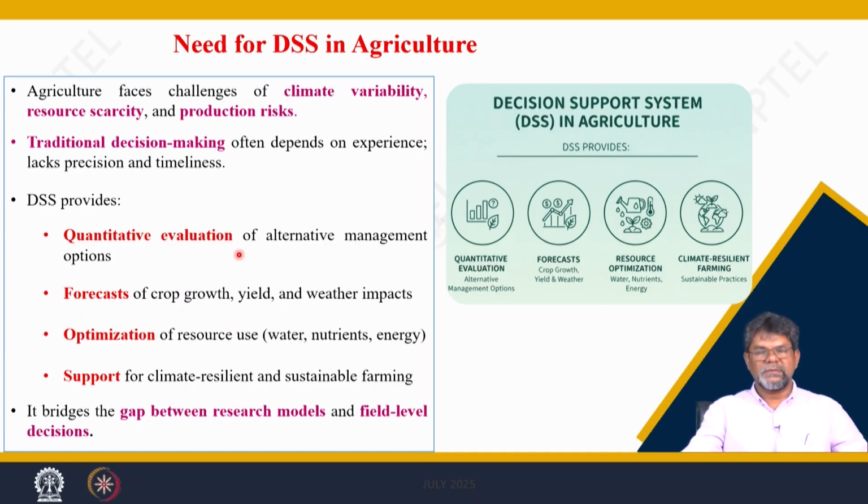alternate management options. So, if you have variable input options, without going for the experiments, or when you are planning the experiment for the next seasons, you can make an assessment based upon the available management options, which management options can give the maximum yield, or can nullify the adverse effect of the climate. Any type of climate risk can be avoided. So, it can also forecast the crop growth and yield and the weather impacts, that is forecasting done because of the quantitative analysis.